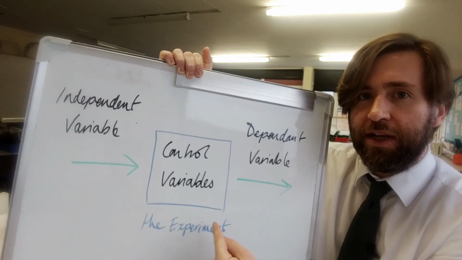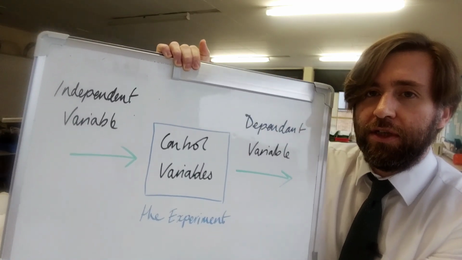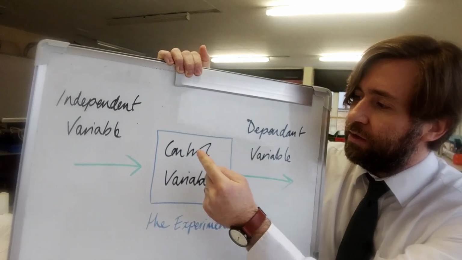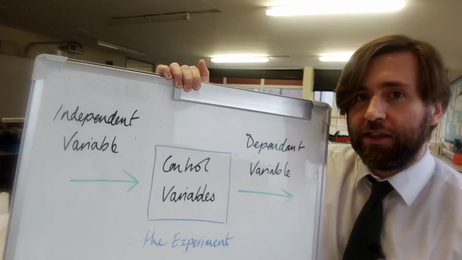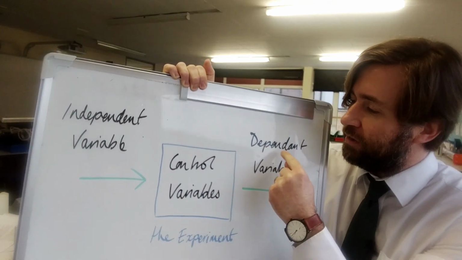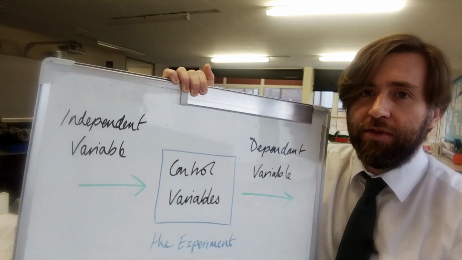It has to do the same thing every single time, otherwise the function machine is not working, and the control variables ensure that's the case. That the only thing that affects the dependent variable is the independent variable.